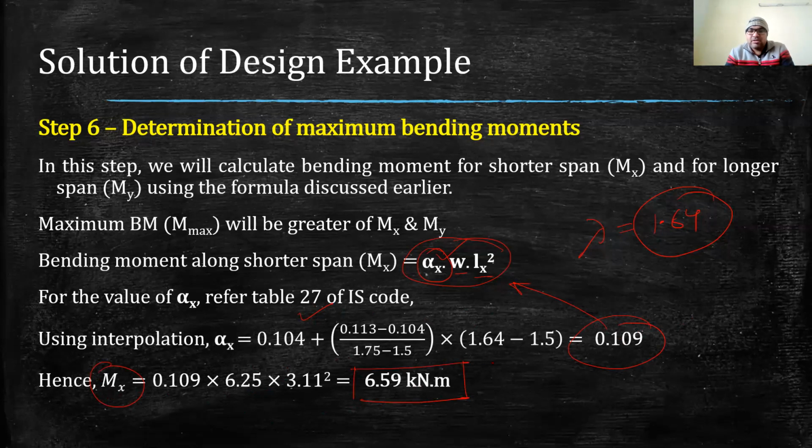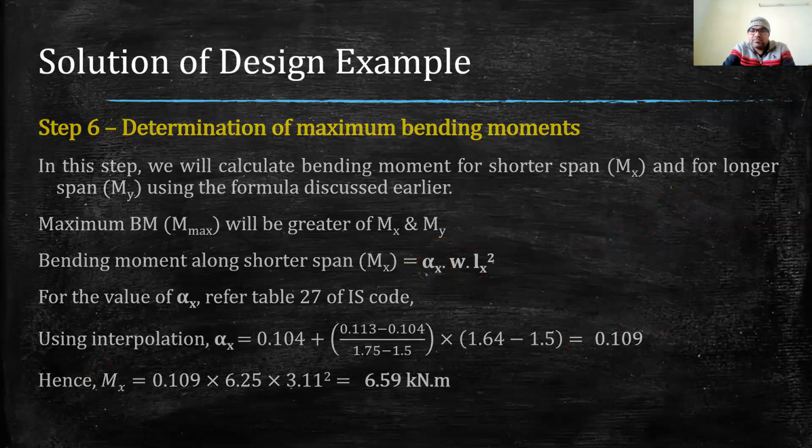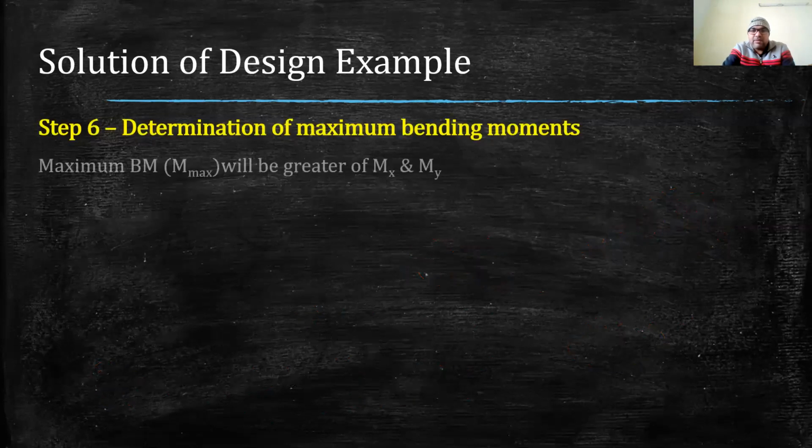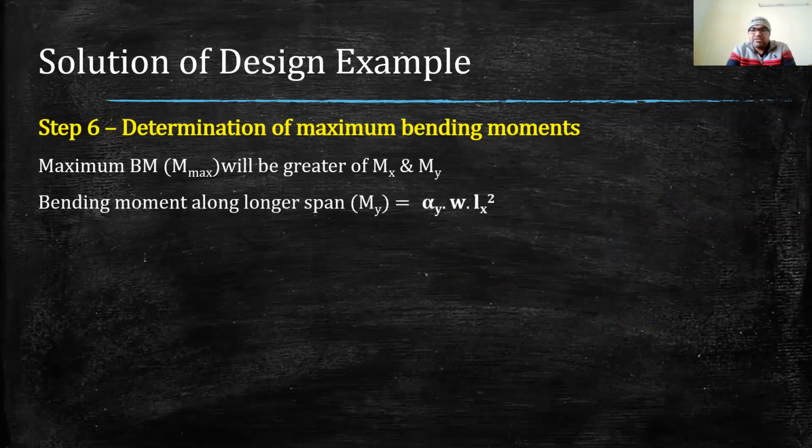So that is the value of Mx, which means the bending moment along the x direction or the shorter direction. In the same way, we will now find out the value of My. For My, the formula is alpha y into W into Lx square. So again, we have to find out alpha y. Now again, I will show you the process of alpha y calculation in the IS code.